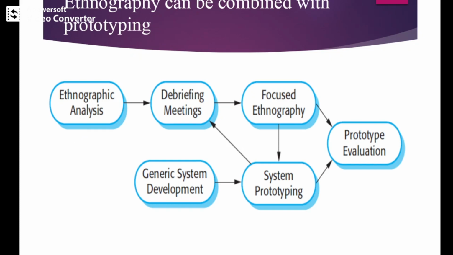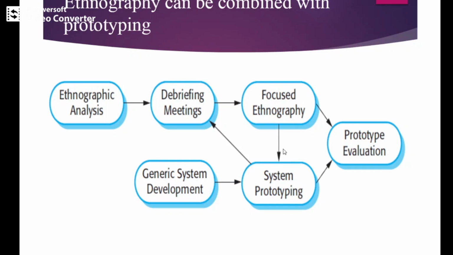Now, this diagram explains that ethnography can be combined with prototyping. Already you know about prototyping. So you can see here we are combining ethnography with prototyping. You have ethnographic analysis: you are analyzing your system, putting it into the real environment, making it work there. Then debriefing meetings, you are holding the meetings. Then here happens your focused ethnography, and then it is combined with system prototyping.